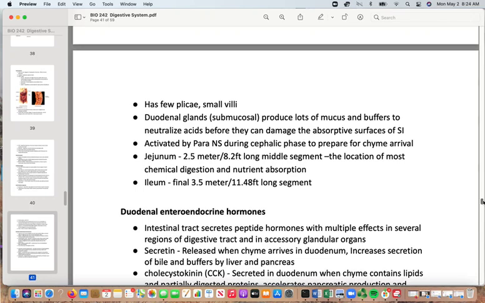It's activated by the parasympathetic nervous system during the cephalic phase. Then you have the jejunum. It's 2.5 meters or about 8.2 feet long. It's the middle segment. This is where most of the chemical digestion and nutrient absorption occurs. And then finally the ileum, that's the final 3.5 meters or about 11.5 feet long.